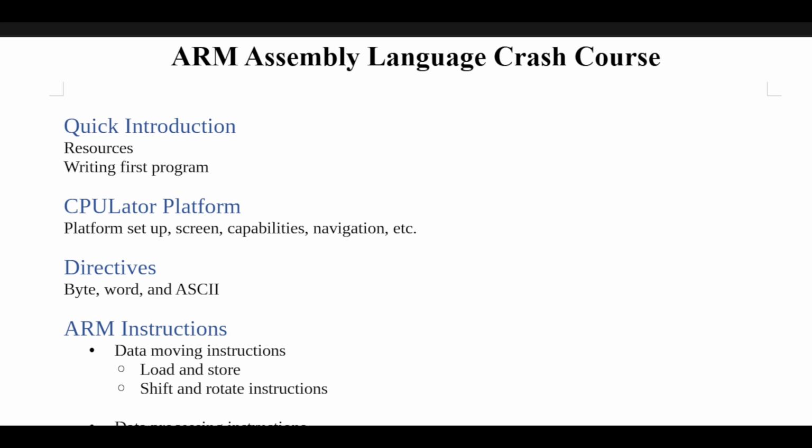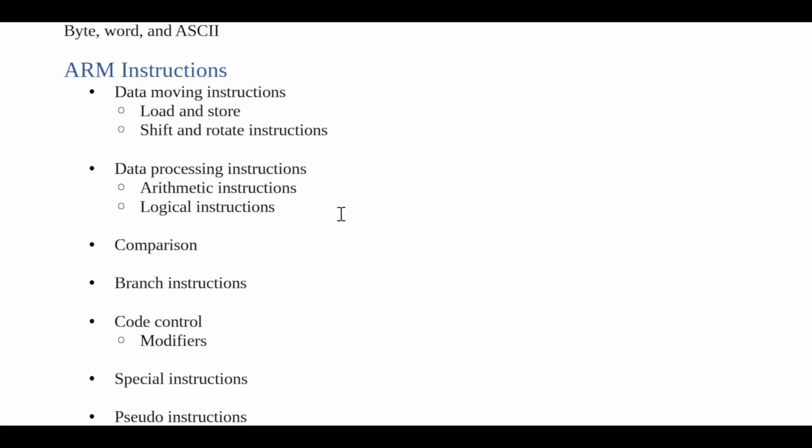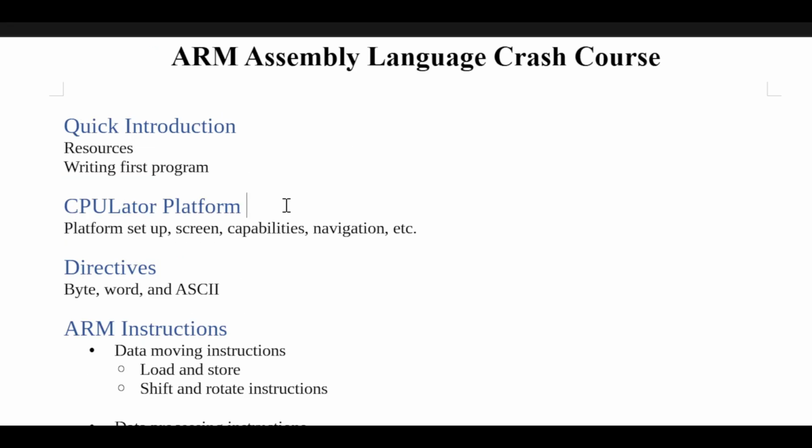We'll have a few videos and they'll be summarized in a playlist for you. They go over the introduction, basically, where the resources are that I'm using to collect this information about the ARM, then how to write the first program. Then we'll go over the platform, which we will use. It's the CPULator platform. And then we'll talk about directives, and then we'll dive into the ARM instructions. And there's a bunch of different types of instructions and so on. And by the end of this crash course, you will be able to write a simple program in assembly.